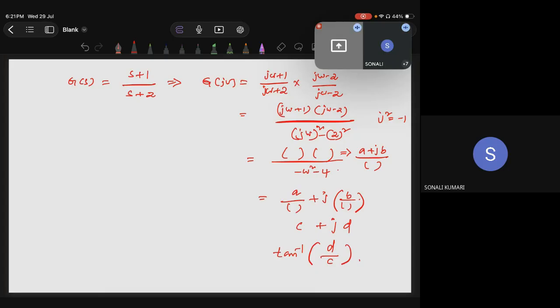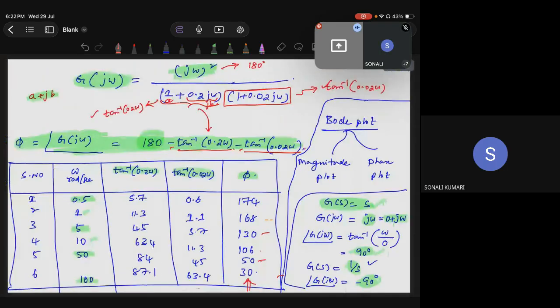So for the given transfer function, also follow the same approach. Same approach, this step, multiplying with this number, and you will end up with this equation.